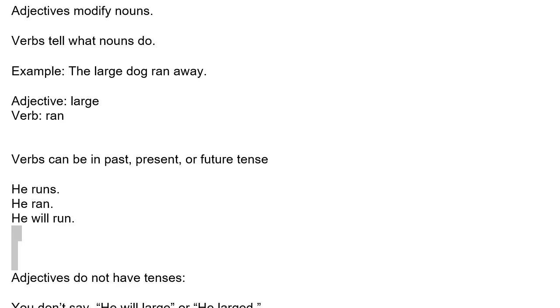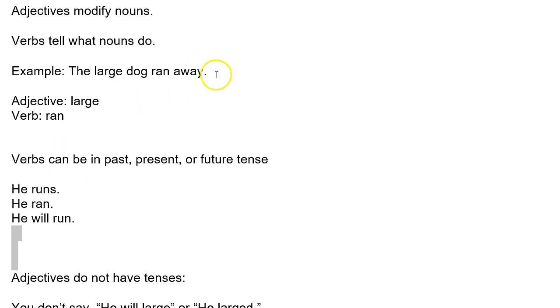Adjectives modify nouns, and verbs tell what nouns do. Now, that might sound kind of tricky to you because it sounds like you have two different types of words that are telling you things about nouns, and yeah, to some extent you do, but adjectives and verbs are actually very, very different things. Let's look at this example.